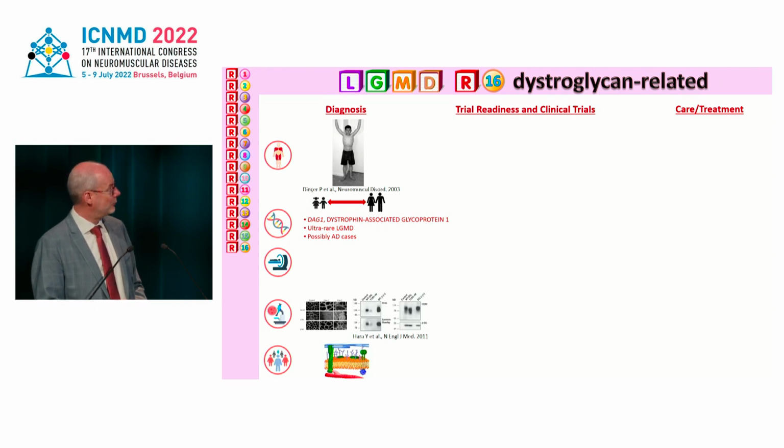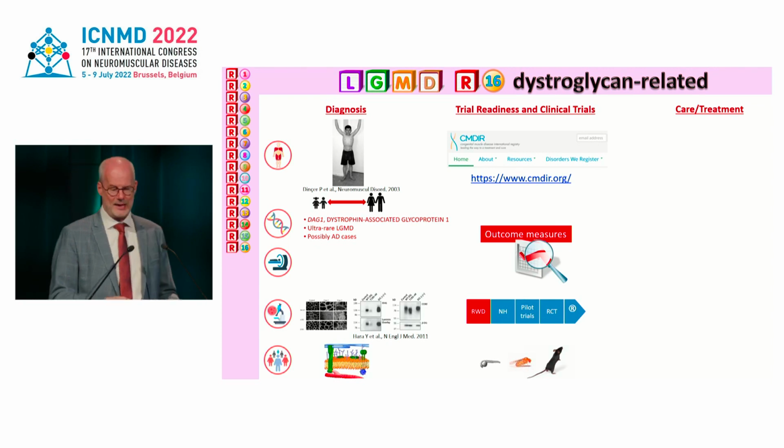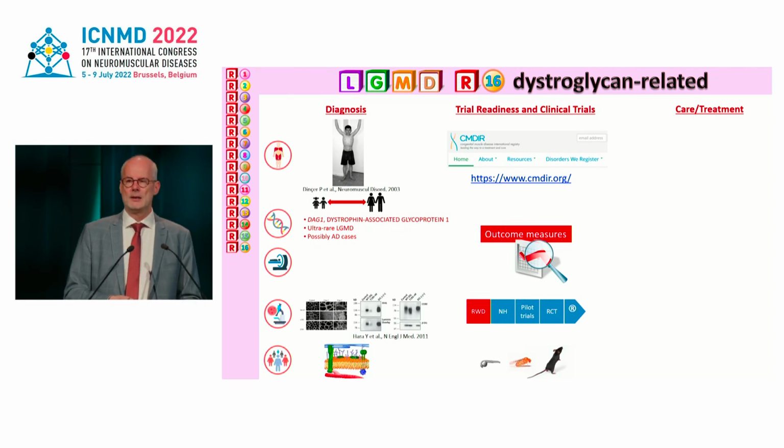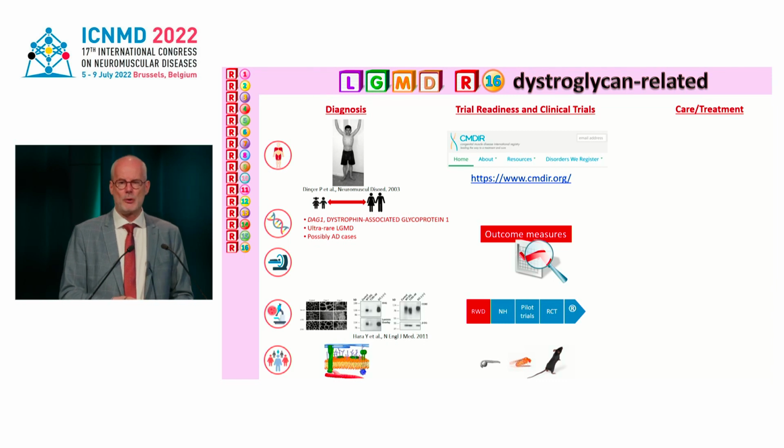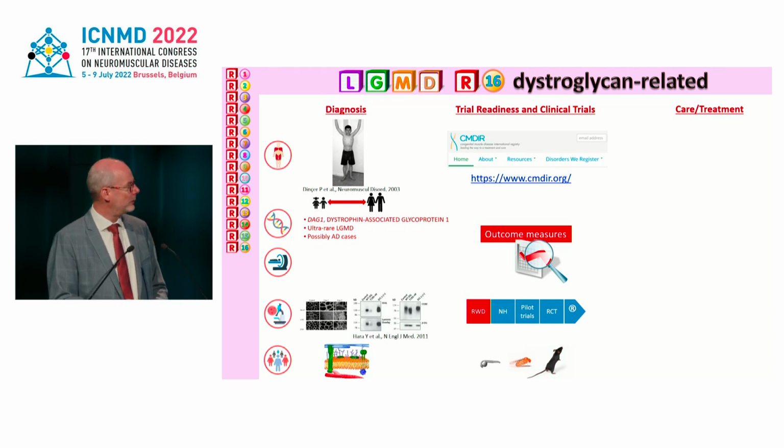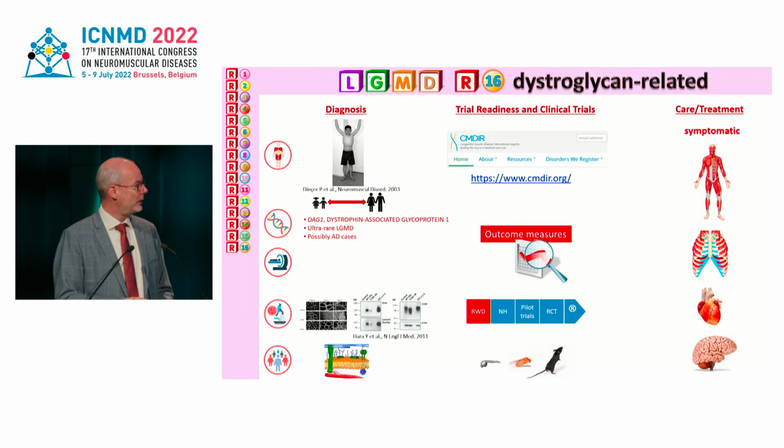Now, in terms of trials and readiness, again, there's hardly anything. There are really a number of animal models. If you do a knockout mouse, it's early embryonic lethal, as you would expect. In terms of care and treatment, as for the other dystroglycanopathies, you have to consider the brain and the heart involvement.